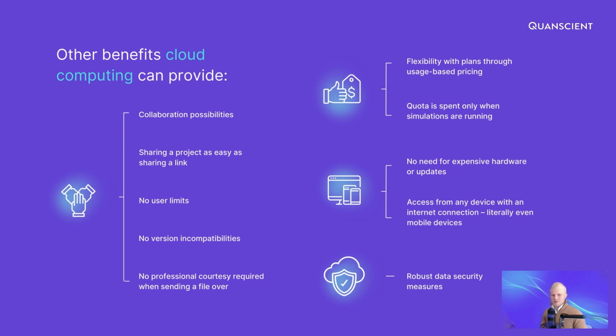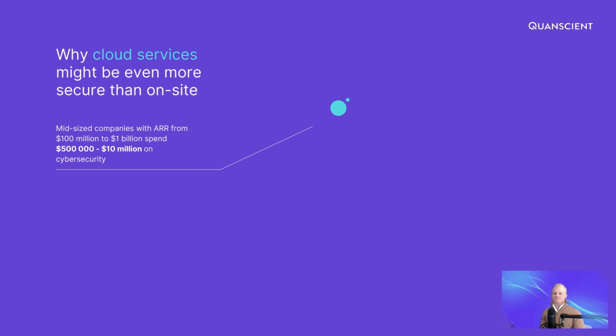Finally, let's address some of the most common concerns regarding security. Now, as opposed to the mainstream belief, utilizing a cloud-based solution might actually be more secure than using on-site machines. I'll explain my reasoning. So, mid-sized companies with annual recurring revenue from 100 million to 1 billion spend approximately 500,000 to 10 million annually on cybersecurity.